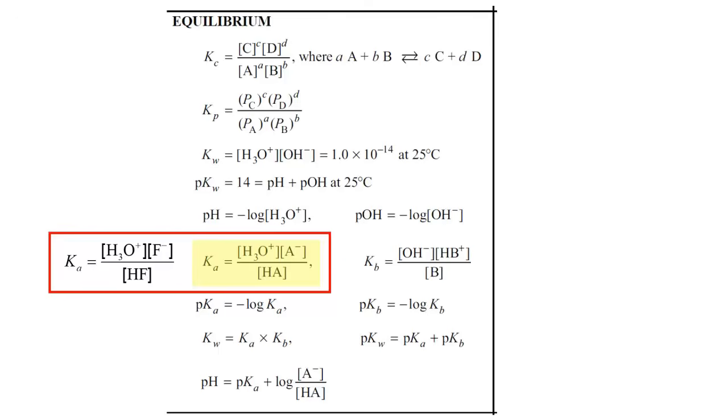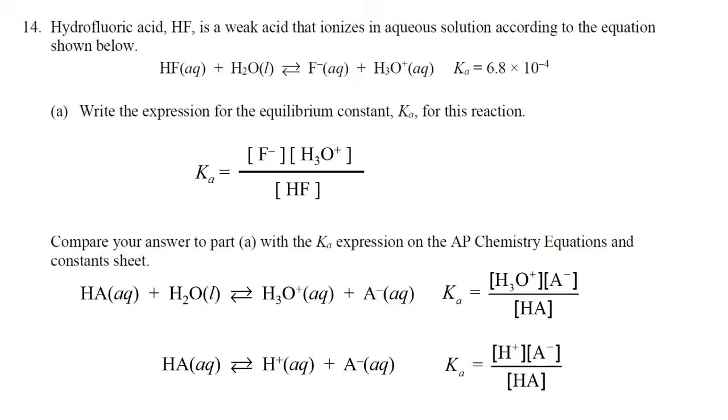But in AP Chemistry, we use the generic chemical formula HA to represent any weak acid. And then A- is the generic chemical formula of the conjugate base of that weak acid. So side by side, you can see how similar these two expressions are. Now, there's one more thing I'd like to show you.